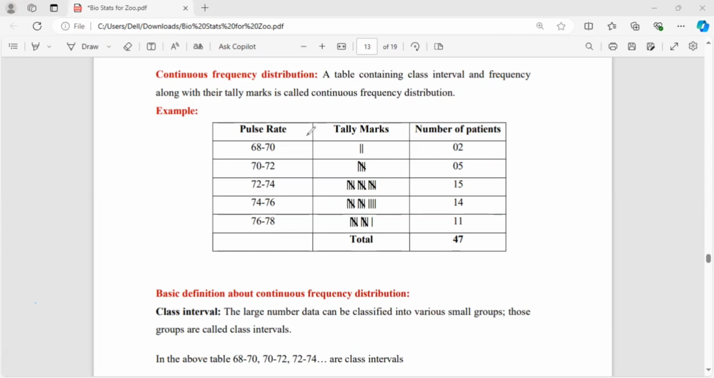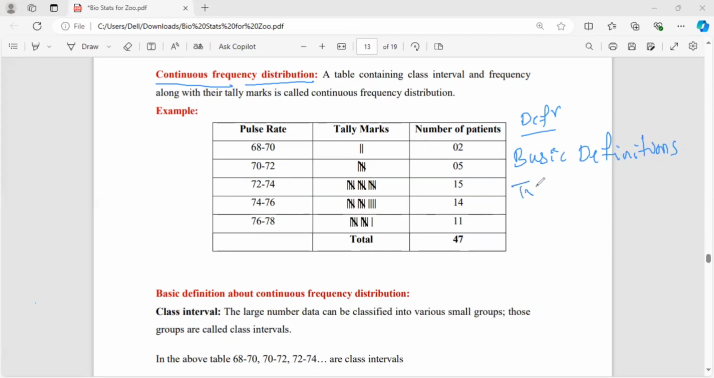The next concept is continuous frequency distribution. Again, as usual, first we'll discuss the definition of continuous frequency distribution, as well as some basic definitions we need to study related to this continuous frequency distribution.